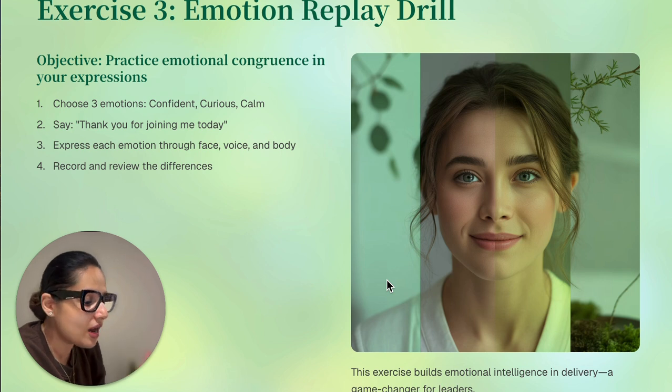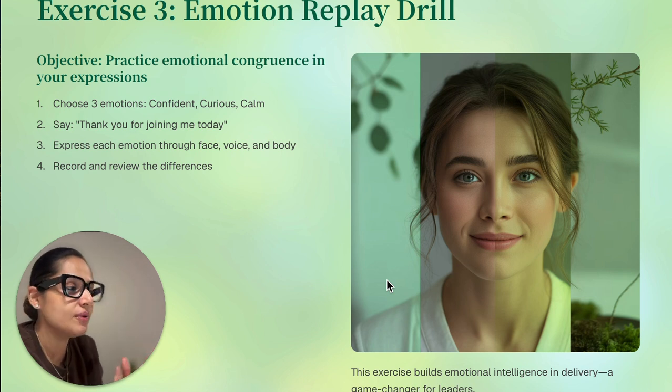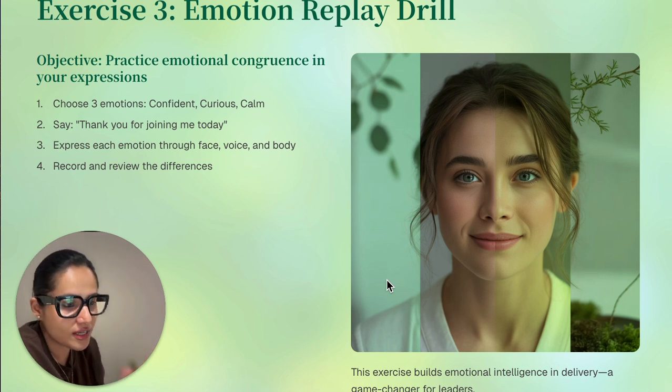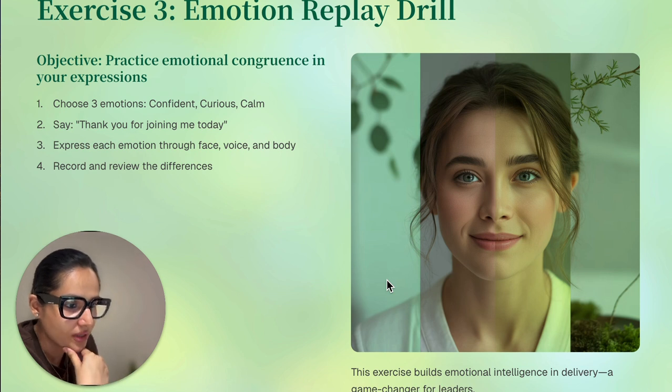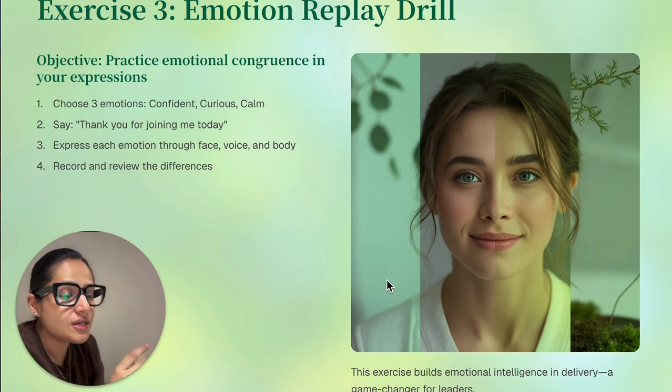Basically, you are practicing certain emotions, because in a meeting maybe you have missed your target, so it's bad news. So how do you say that? Or supposedly if your team has exceeded the target, you are giving them good news, and apart from good news you're motivating them to do better. So that emotion has to come from your voice. So just try picking any 3 emotions, pick a line and say it. See how it changes. This exercise builds emotional intelligence in delivery, a game changer for leaders.